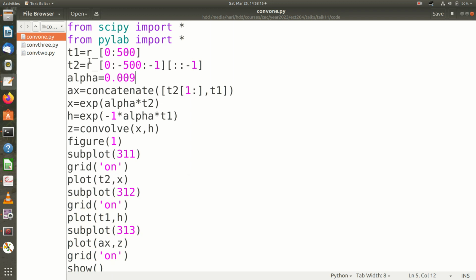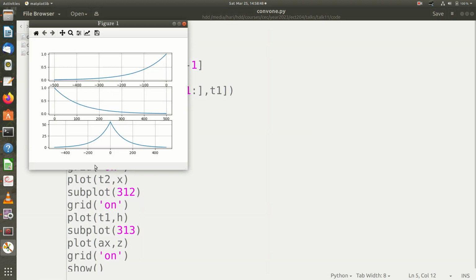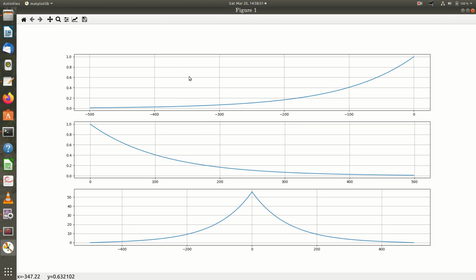I have specified two time axes, from 0 to 500, and this is from minus 500 to 0, and alpha is 0.009. So I have a concatenated axis for t, and I have x equal to e raised to alpha t2 and h equal to e raised to minus alpha t1. Now I observe the convolution between x and h. This convolution comes from SciPy. I have a function convolve x comma h. So these are plotted as three subplots, you can see here. You can see these functions.